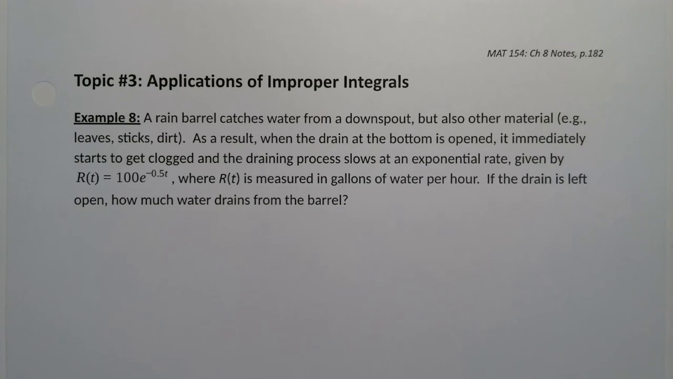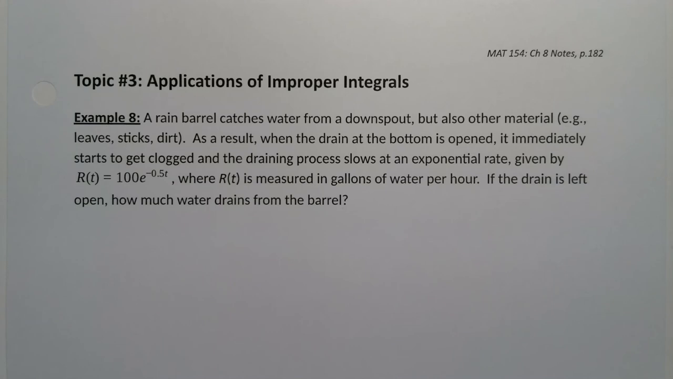All right, so we have some application problems. We have a rain barrel catching water from a downspout, but also other material, i.e., leaves, sticks, dirt, etc. As a result, when the drain at the bottom is open, it immediately starts to get clogged and the draining process slows at an exponential rate. So it starts off great and then it just slows and slows and slows because more and more junk is getting caught in the drain. The exponential rate is given by R of t equals 100 e to the negative 0.5 t, where R of t is measured in gallons of water per hour. If the drain is left open, how much water drains from the barrel?